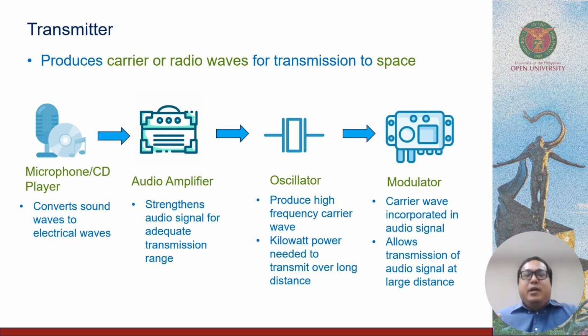After the oscillator, of course, the sound wave has to go through what we call a modulator, wherein the carrier wave is incorporated in the audio signal. Meaning it allows the transmission of the audio signal also at a large range. So there are a lot of processes needed in order for the sound coming from the radio studio to reach a wide range of the audience.